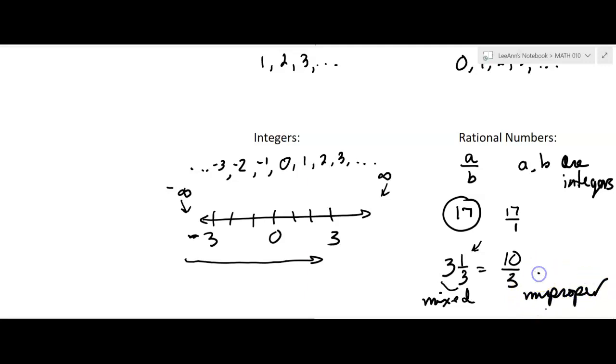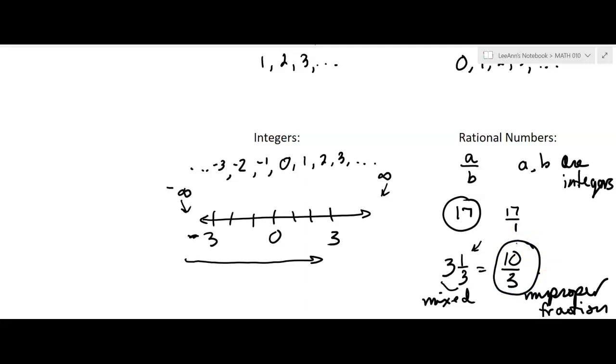I'm giving you probably more words than you need. It's an improper fraction because the numerator is bigger than the denominator, okay? Now, in the world of algebra, we like 10/3. It's easier to read what's going on with it, okay?